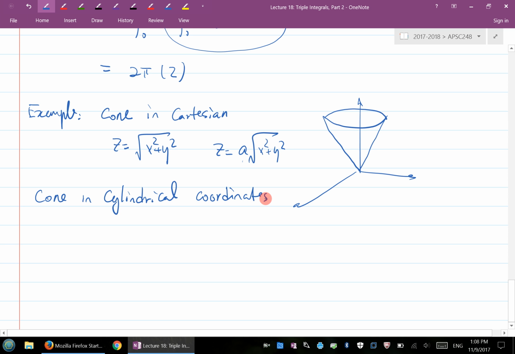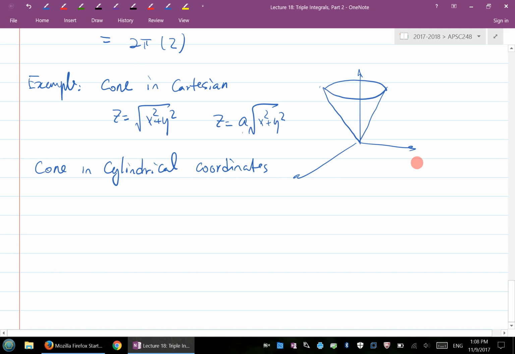So let's answer this question here, and then we'll actually see it a little bit. Later we'll also look at what's a cone in spherical coordinates. Cylindrical coordinate basically means you're not going to use x, y, z. You're going to use r, theta, z to describe this surface here. So how do we do this then?